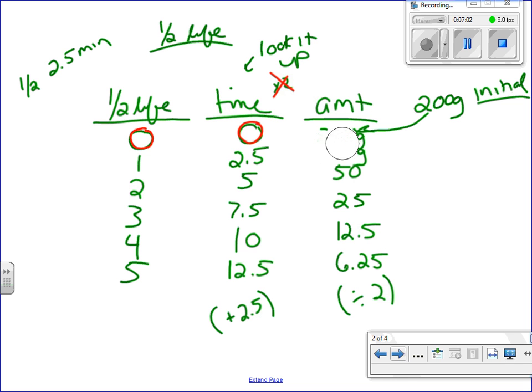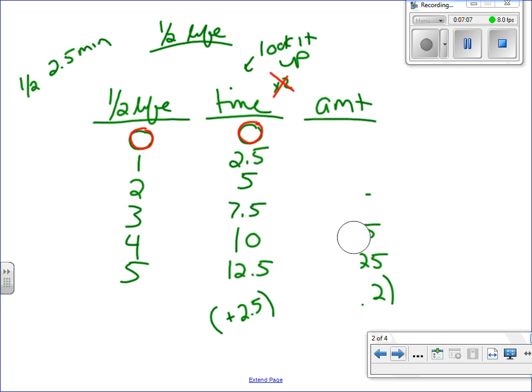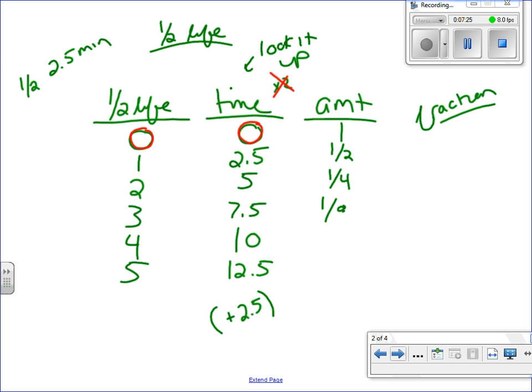Sometimes you're not given an amount, okay? If you aren't given an amount, they might ask you what fraction is left. If you want to know what fraction is left, you're going to start with an amount of 1, and you're going to keep just dividing it by 2. It's going to go to 1/2, 1/4, 1/8. Everyone forgets 1/8. Don't forget 1/8. 1/16, 1/32. Okay? After 5 half-lives, 1/32 remains.